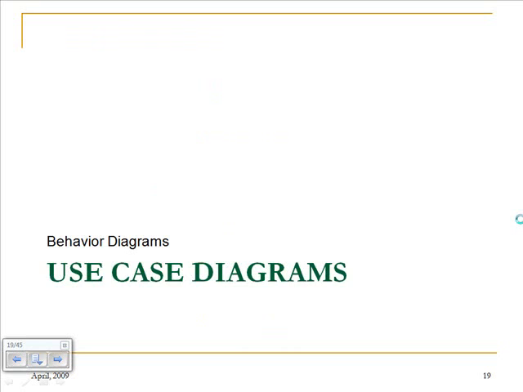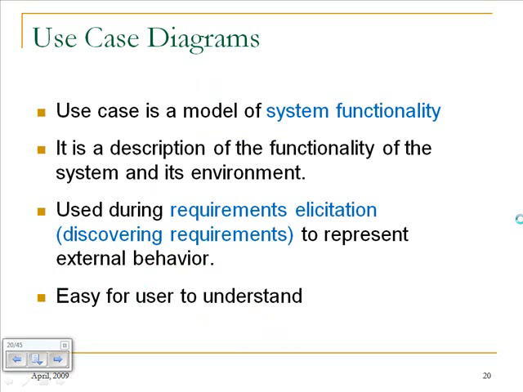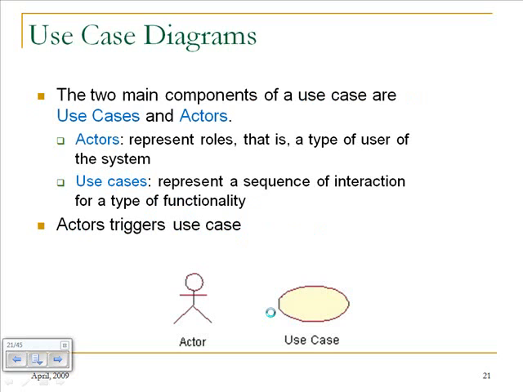Okay. So use case diagrams. We went through use case diagrams before. The key thing here is system functionality. And we use use case diagrams during requirements elicitation. That's when we're trying to discover requirements to represent external behavior. Easy for user to understand. We can have different use cases and show the customer. The customer can say, no, this is not what I want. Then you can go through a process of building use case diagrams. So we went through this, so I'm going to go through this quickly.